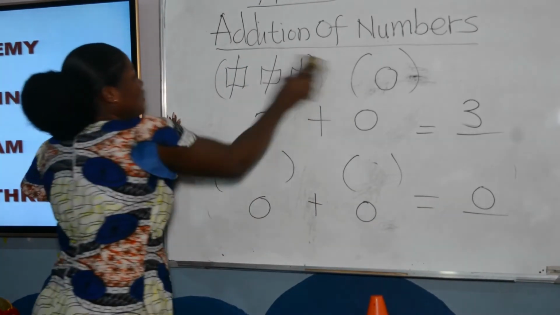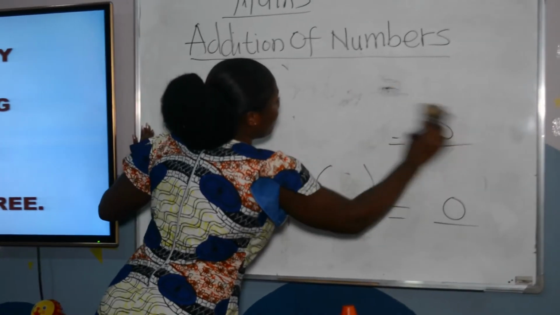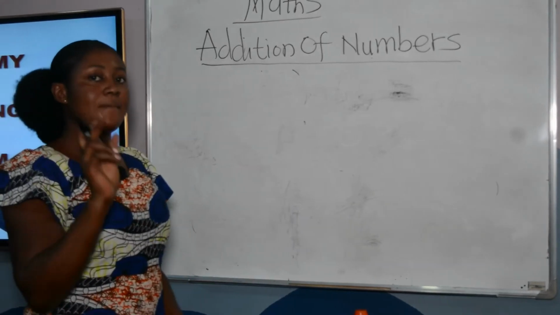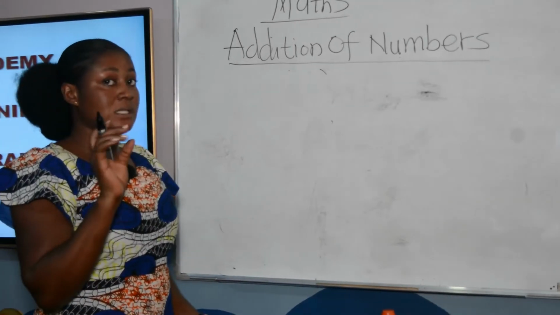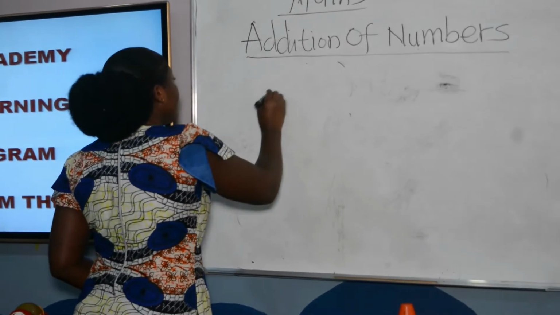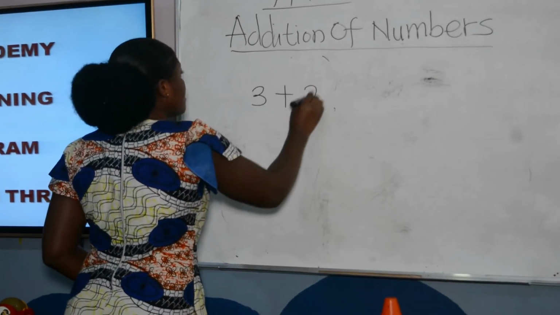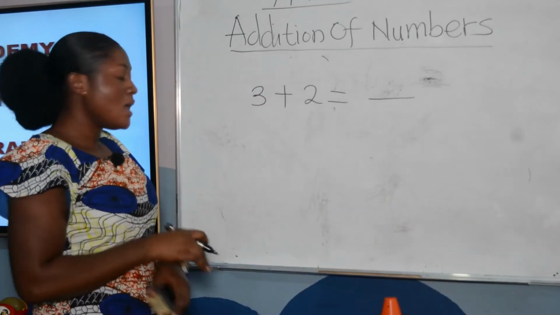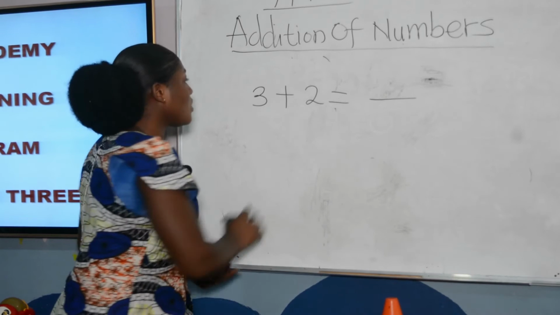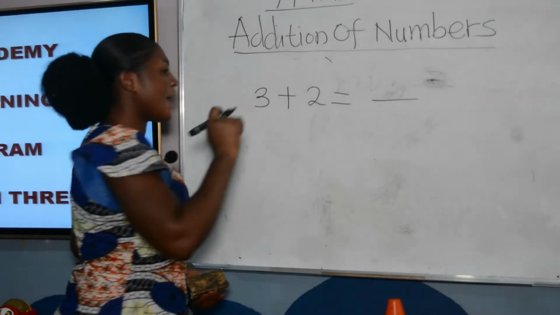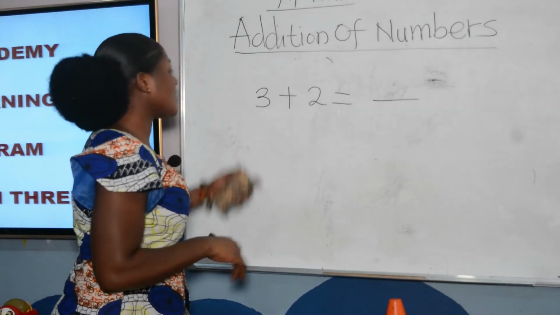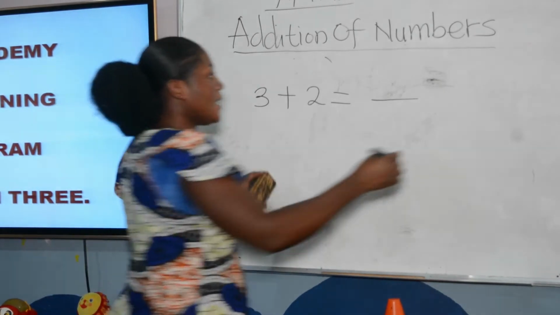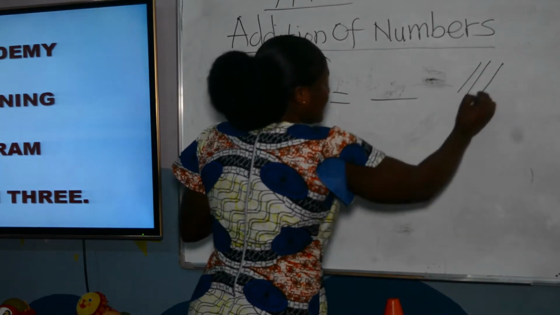Okay, now let's try your hands on this at home for me and let me see if you can do it. Now, this time around, we are going to use numbers. We are not going to use objects. Do you understand? So I have 3 plus 2 equals. How are we going to solve it? So we have 3 here, and then we also have 2 here, equals. Okay, auntie said that if I want to solve it, I have to draw something, or I should use strokes. So now we are going to use strokes like this, and like that.